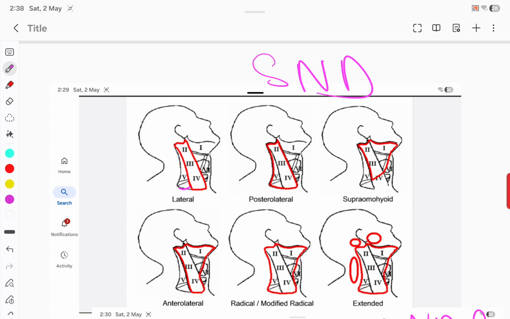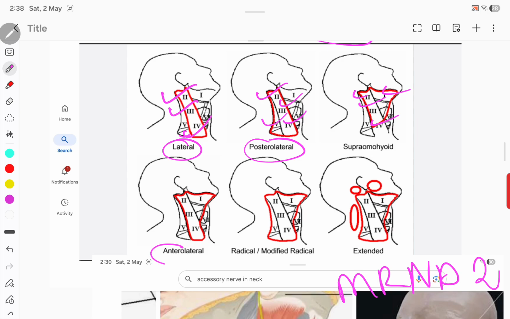But we also preserve some sort of muscles. Like in case of lateral neck dissection, we remove level 2, level 3, level 4, and we preserve all other groups of the lymph nodes. In posterior lateral, we remove 2, 3, 4, 5, and we preserve others. That's one. And in supraomohyoid selective neck dissection, we remove level 1, level 2, level 3, and also level 4. And in case of the anterior lateral, we remove level 1, level 2, level 3, level 4, and others.